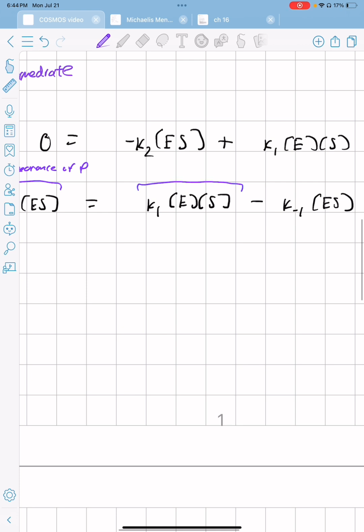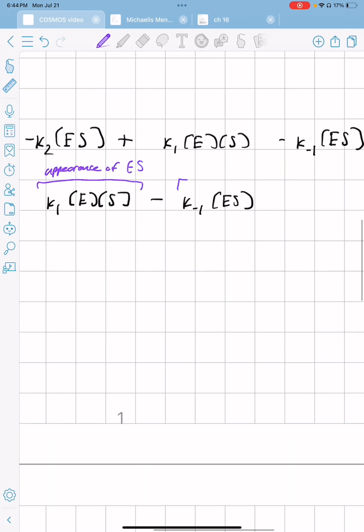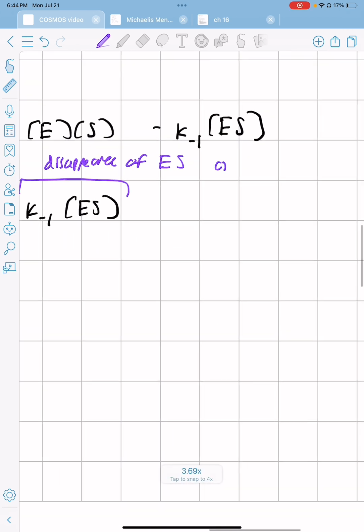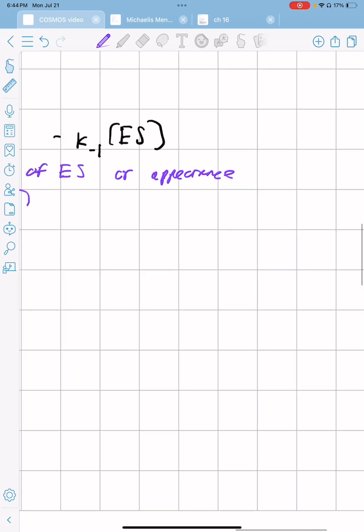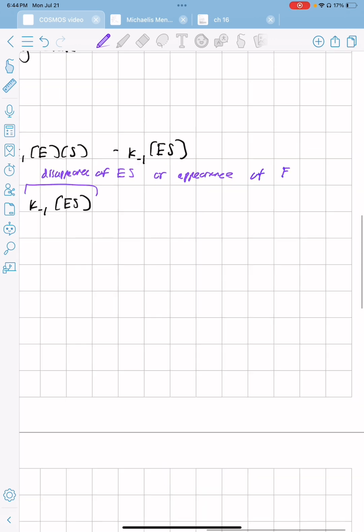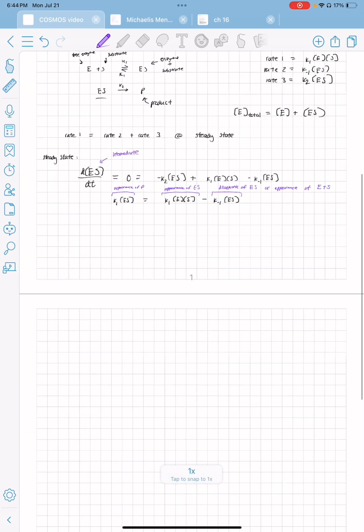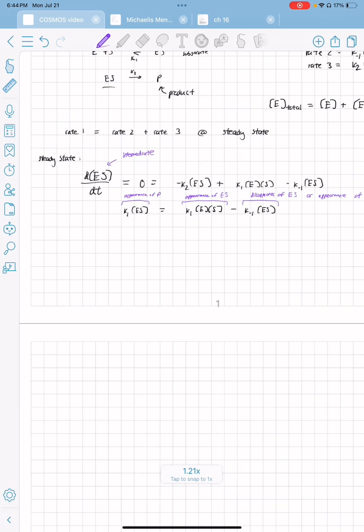This refers to the appearance of ES. Oops, sorry, of ES. And this refers to the disappearance, pretend I wrote that right, of ES. Or appearance of E plus S. It's the dissociation of ES into E and S.